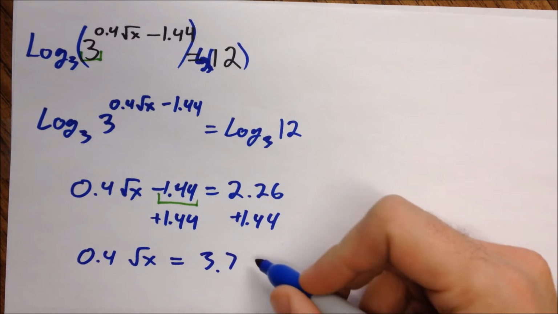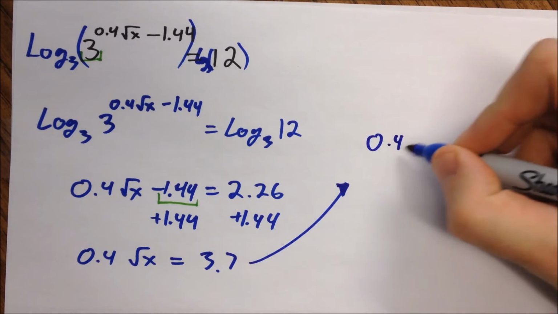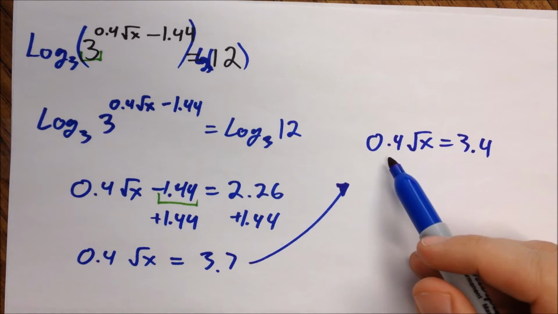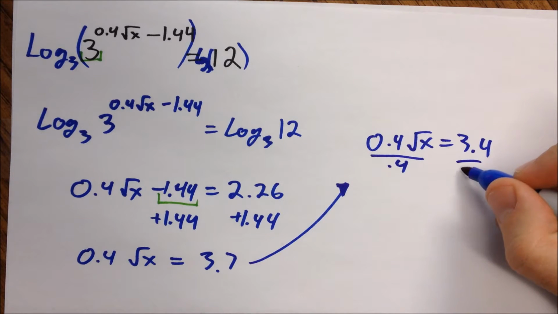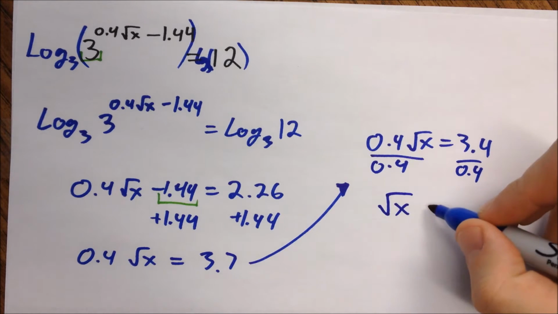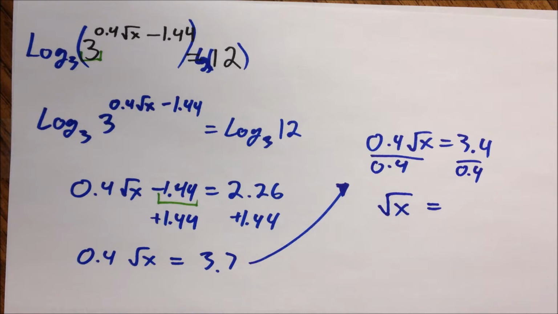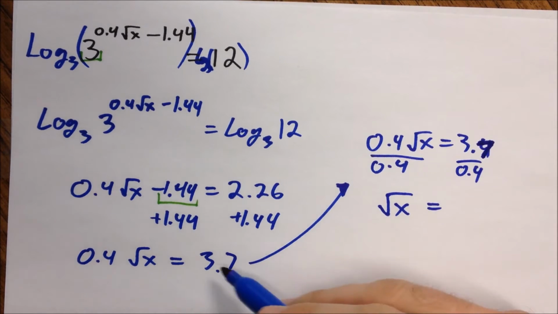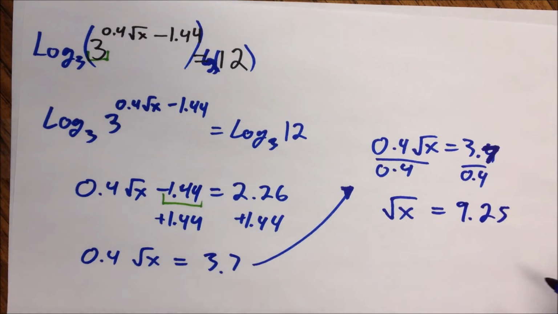Now what I'm going to do is take this result and rewrite it so that I have a little bit more space to work with. All I have to do now is get rid of this 0.4. We'll do the opposite of multiplying by 0.4, and that's to divide by 0.4. That gives us square root of x equals 3.7 divided by 0.4, sorry, I had the wrong number there. 3.7 divided by 0.4 is 9.25.